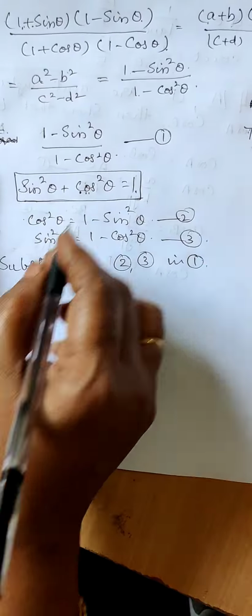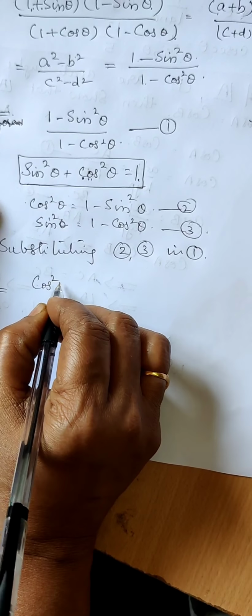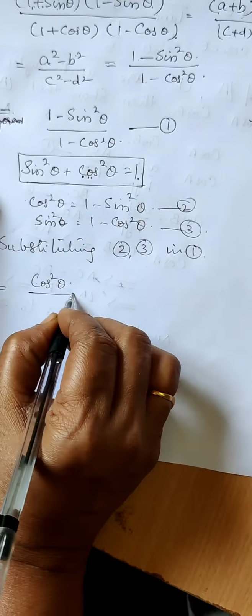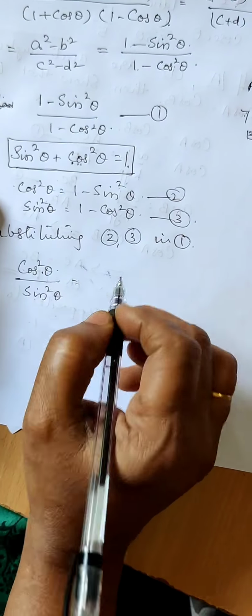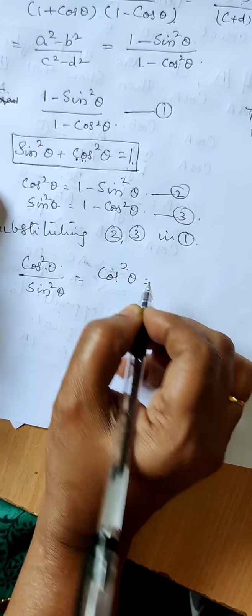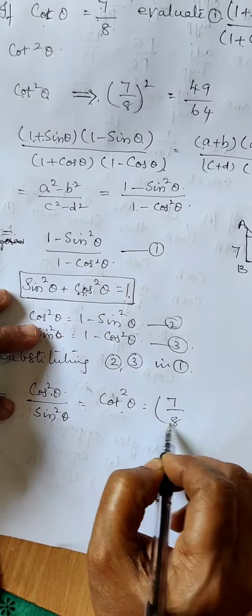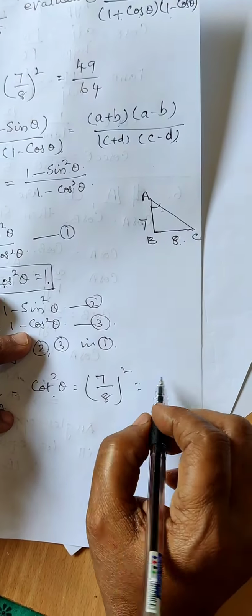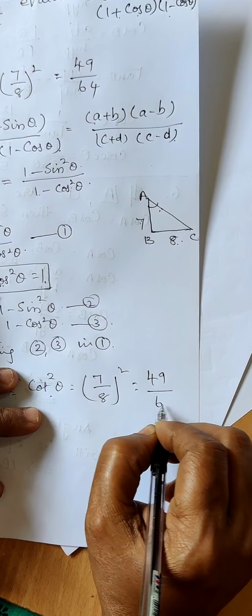What can we get here? 1 minus sin square theta means cos square theta. 1 minus cos square theta means sin square theta. So this is nothing but cos square by sin square, and cos by sin is cot. So this is equal to cot square theta. It is given to us as cot theta is 7 by 8. So cot square theta is equal to 7 by 8 square, that is 49 by 64.